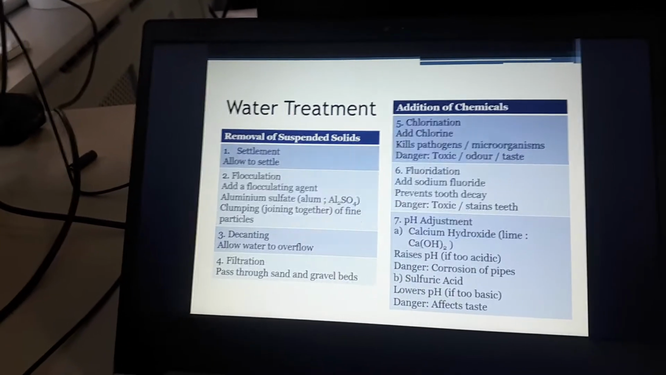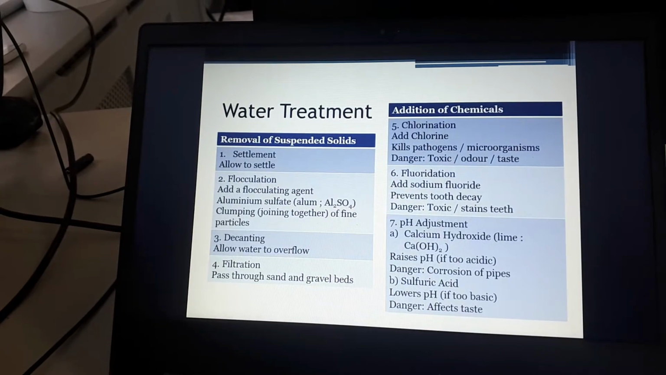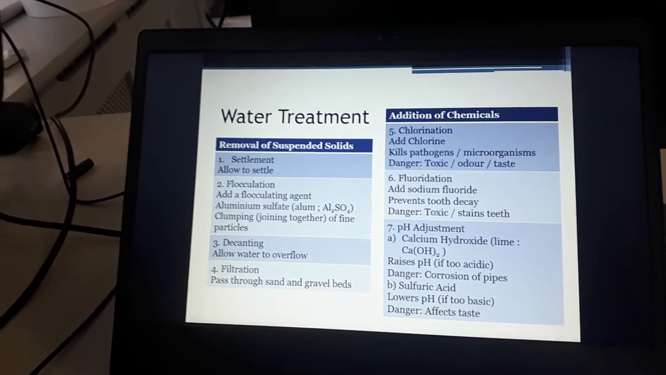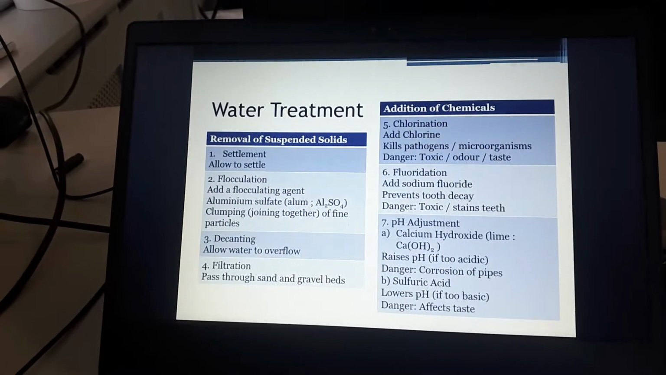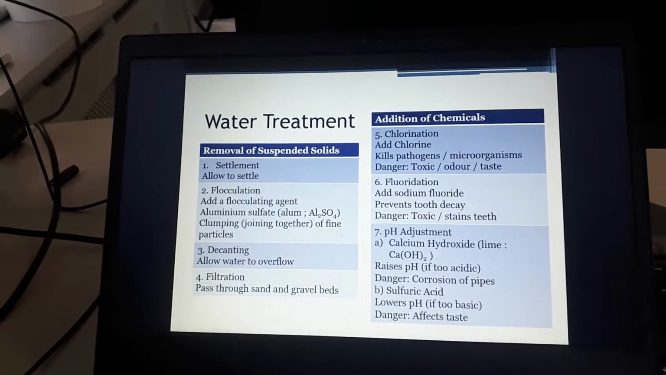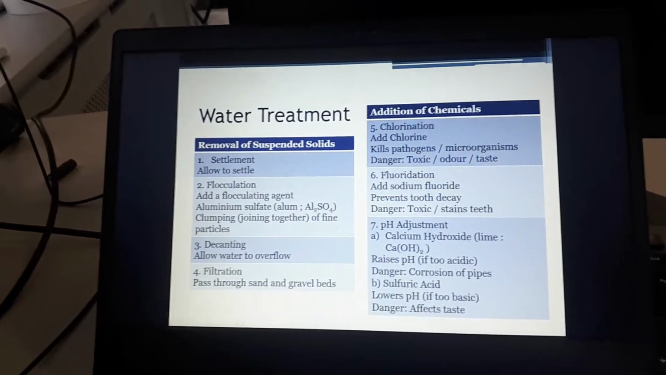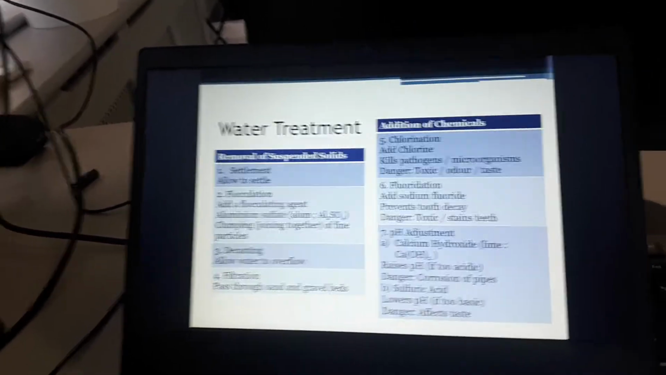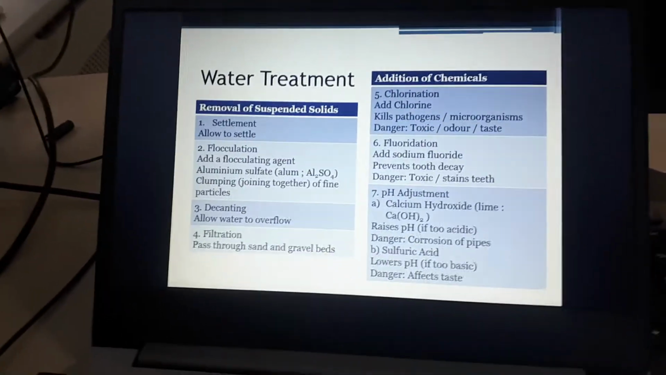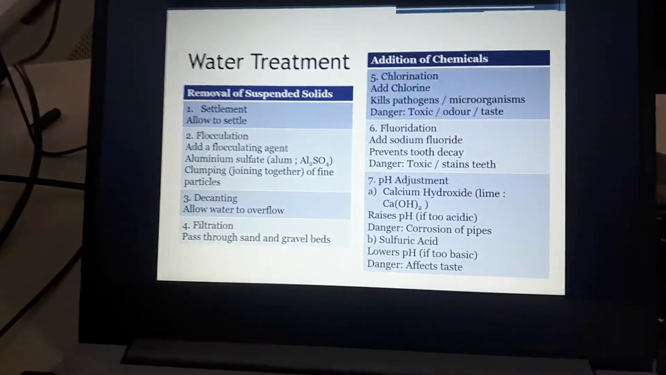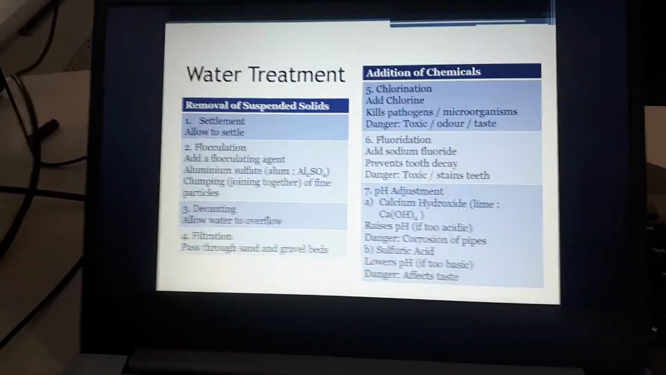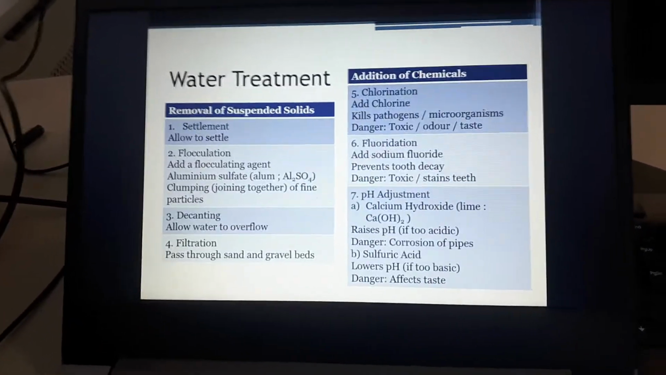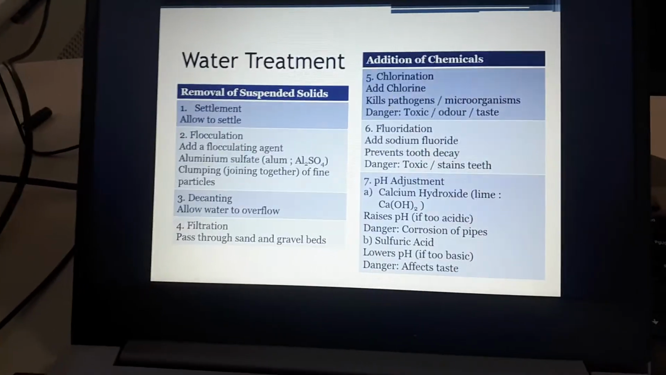This next phase then is fluoridation. Now, this isn't done in every single country. It is done in Ireland, and what's added is sodium fluoride, and it prevents tooth decay. Again, only the correct amount of this can be added because, again, in large quantities it's toxic to our bloodstream, and it can also result in our teeth becoming stained. The idea of adding fluorine is to help prevent tooth decay.